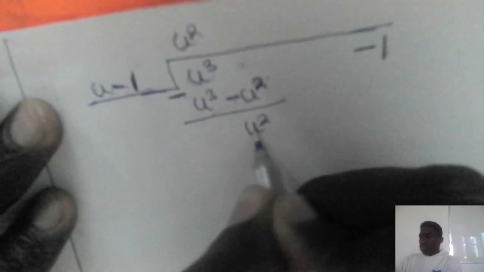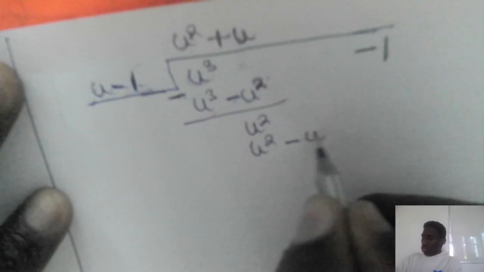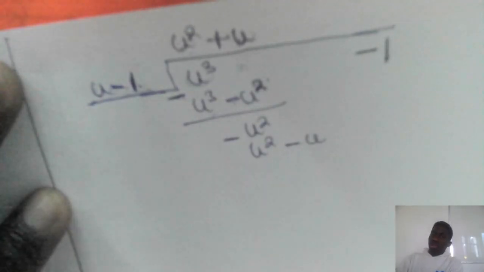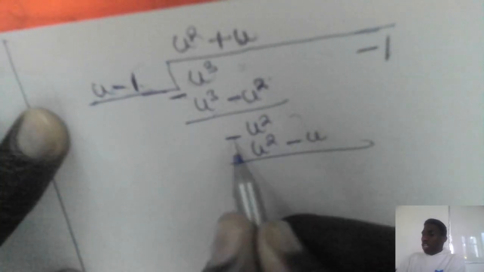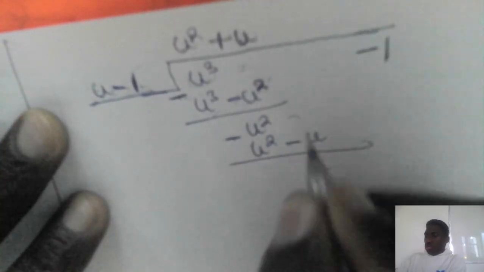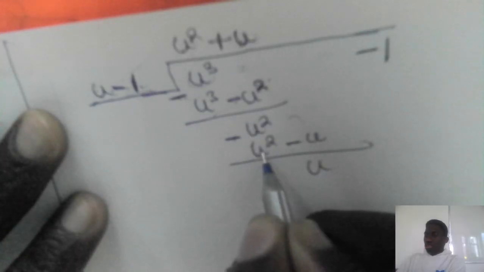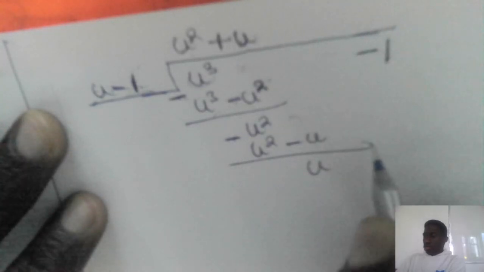Just like we did the first time, we are doing the same thing again. U squared divided by u gives us plus u. The plus u times u is u squared, and plus u times minus 1 is minus u. And then we are off to repeat the cycle again. So minus 0 minus u, that's u, of course. U squared minus u squared is 0.